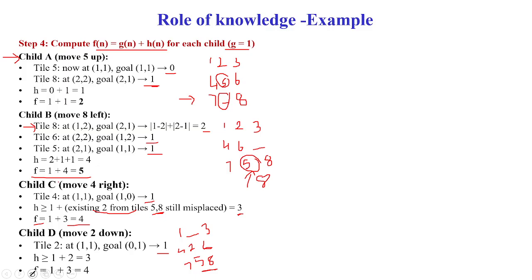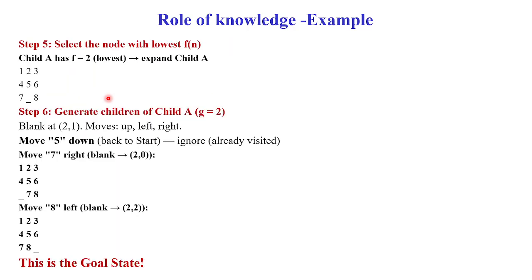Child A has F equal to 2. And if you see here, F is equal to 5 for B, and for C it's 4, and for D it's 4. So A star always picks the node with the lowest F value. What is the lowest F value here? Only child A with F equal to 2. So child A is expanded next. At step 5, we select child A, which has the lowest score, and you expand it.